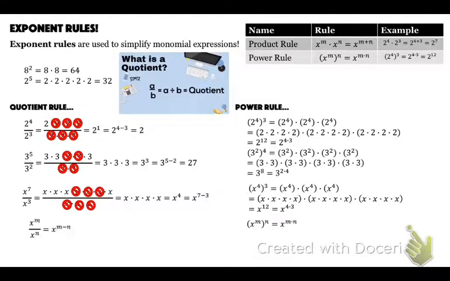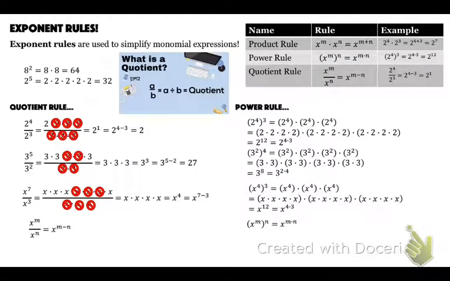Cool. So that means if we have x to the m power over x to the n power, it's just subtracting those. It'd be x to the m minus n.